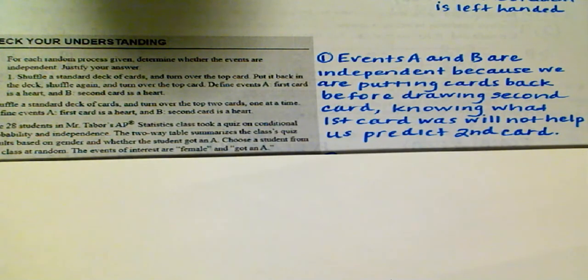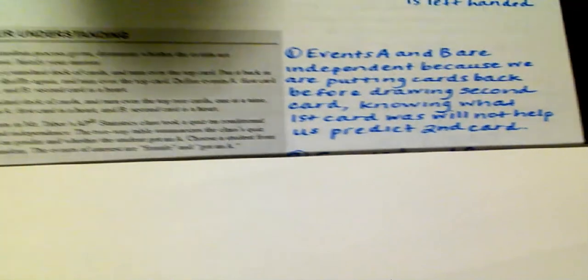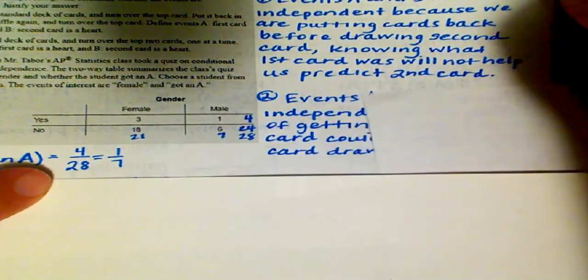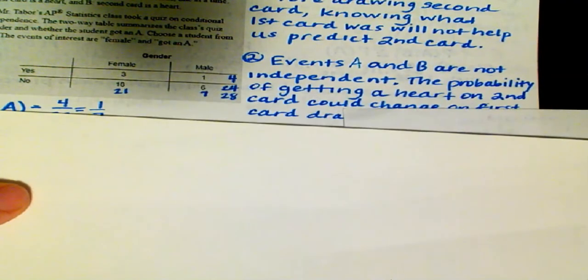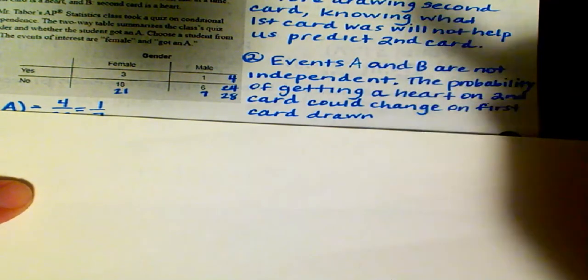Number 2, shuffle a deck of cards and turn over the top 2 cards one at a time. Now, those two would not be independent because the probability of getting a heart on the second card could change based on the first card drawn. So if you picked a heart and then picked another one and got a heart again, that probability would change because you're not replacing the card.